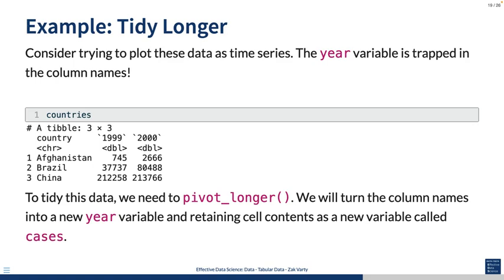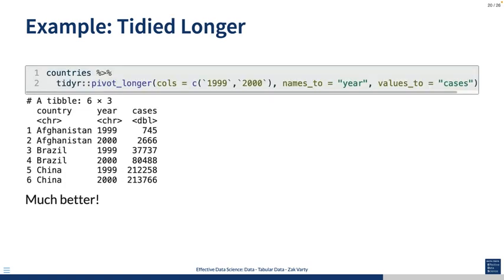We're going to turn these column names that describe the year into a new variable that we'll call year, and we want to retain each of these observed count values in a separate column called cases. To do this, we're going to use the pivot longer function, and we need to tell this function which column names we want to convert into the values for our new column. So we're going to convert the 1999 and 2000 column names into a new column called year, and we're going to take the values within our table currently and store those in a new column called cases. This gives us something that is much easier to work with when we're creating a time series plot for these.